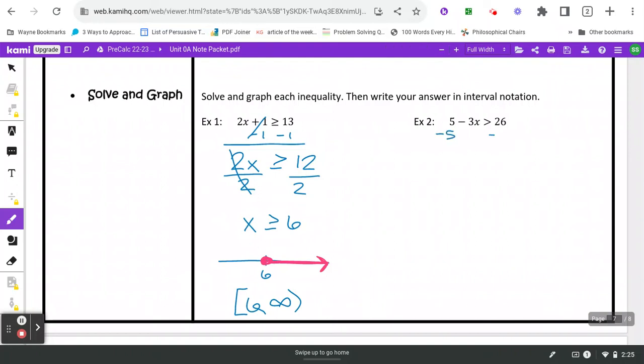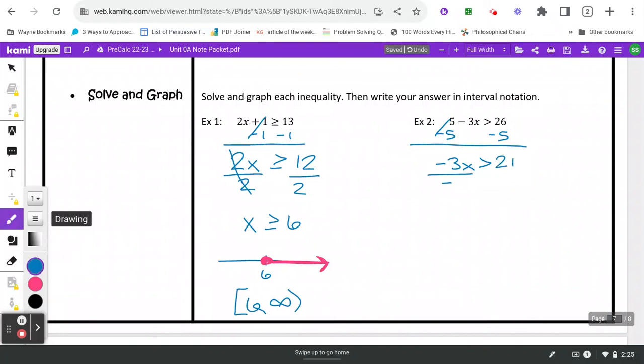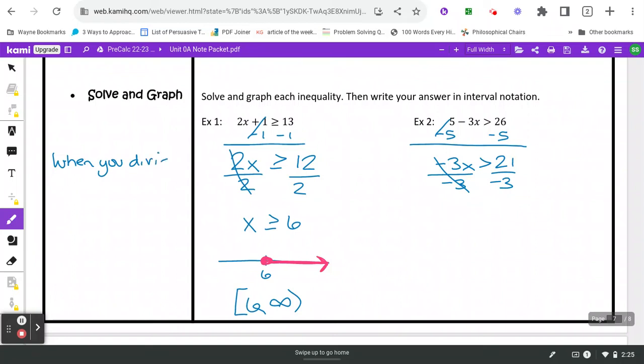Example 2, start by subtracting 5. And then divide by -3. There's a special rule when we divide by a negative. We're going to need to flip our inequality. So x is less than, notice that flip right there, -7.